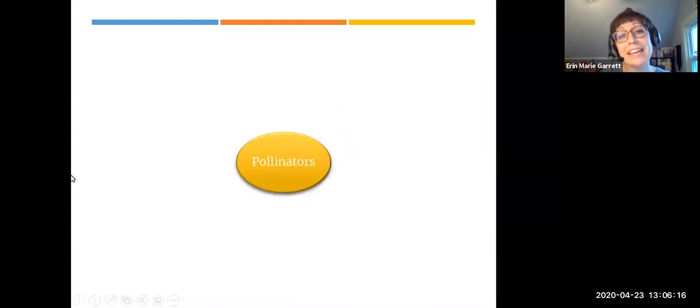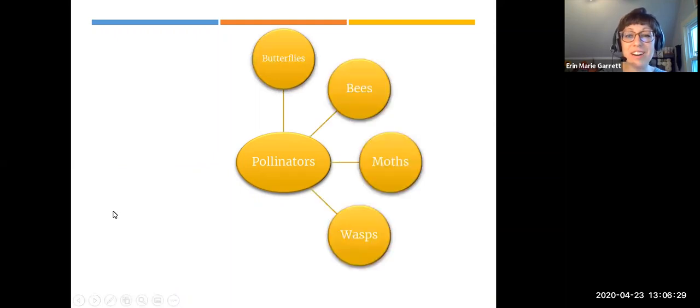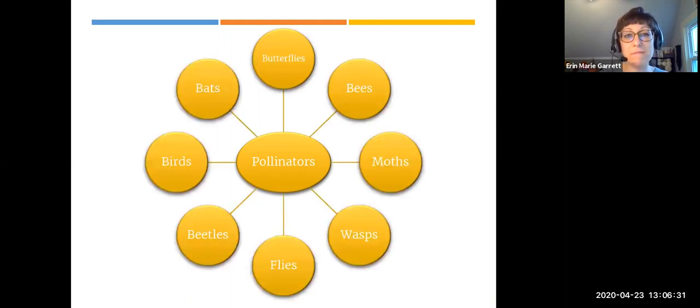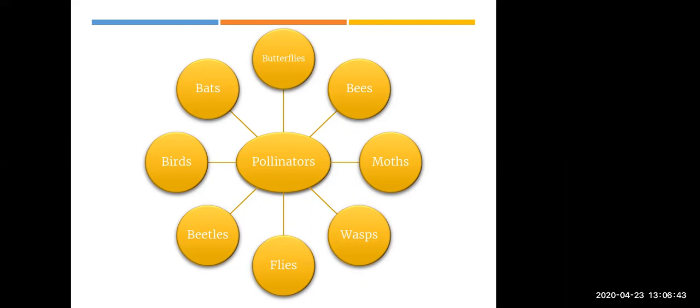Okay, so when many of us hear the word pollinator, there's kind of 2 groups that come to mind. So we typically think of bees and butterflies when we think of pollinators. But what I want you to notice is there are many other groups of pollinators that we have throughout the world. So including moths and wasps, flies and beetles. Those might not be the first groups of insects that you would think would be pollinators. We also have birds and bats.